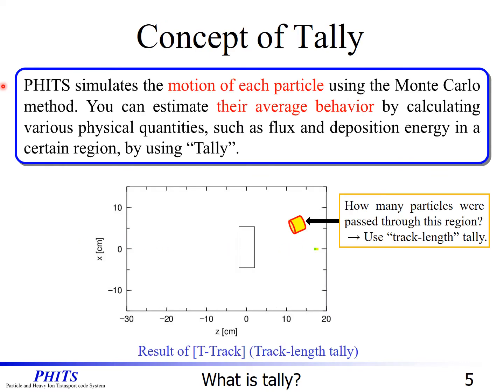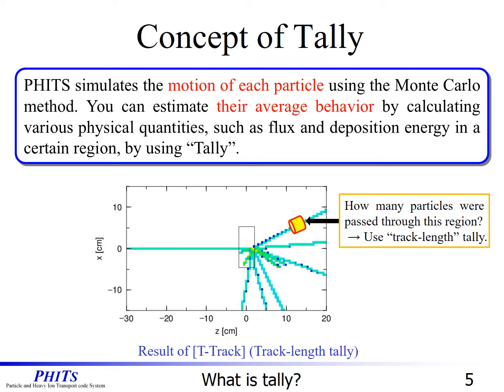PHITS simulates the motion of each particle using the Monte Carlo method. You can estimate their average behavior by calculating various physical quantities by using tally. Here is shown the result of track tally for particle irradiation. Blinking dots are particles. Source particles enter the target, and sometimes they react with target material, and secondary particles are generated. These are the trajectories of each particle.